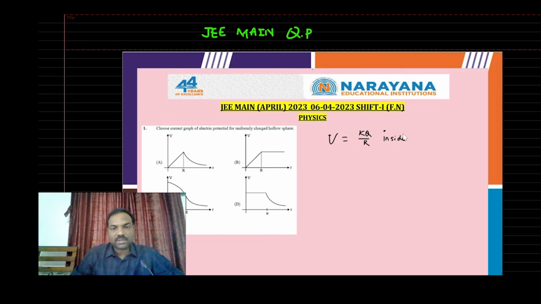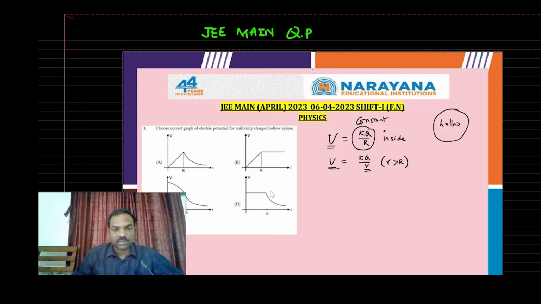Inside, you take any point, the potential will be the same, because it is a hollow sphere, so no charge or metal is present inside. Whereas if you take any point outside, then the potential would be kq by small r, where r is the distance from the center, which is greater than capital R. So outside the sphere the potential decreases with r, whereas inside the sphere the potential does not depend on the position. That means inside the sphere it is constant, and outside it decreases with distance r.